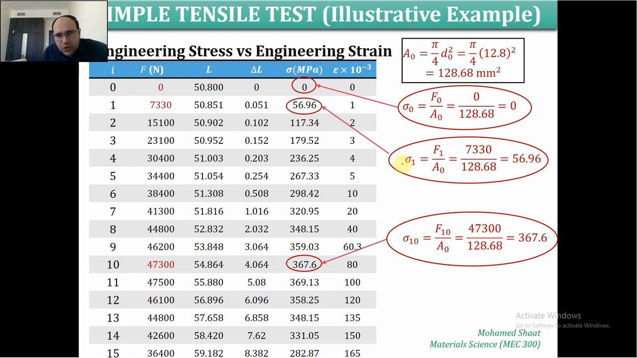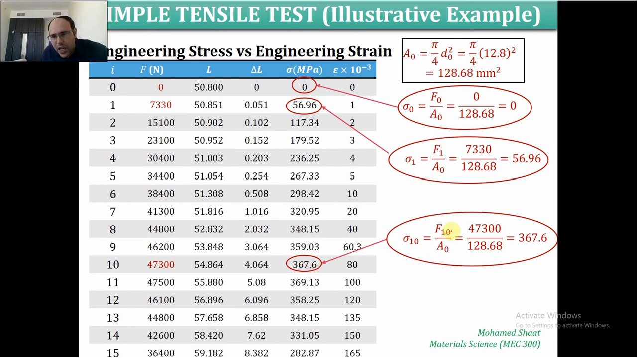But at instant 1, sigma 1 will be F1, which is 7,330, divided by this area. This is going to give us 56.1696. This is going to give us the stress. How about at instant 10? You're going to divide the force over the same original area. For all of the forces, you're going to divide all the time over the original area, since we are seeking engineering stress. This is going to give us another value.